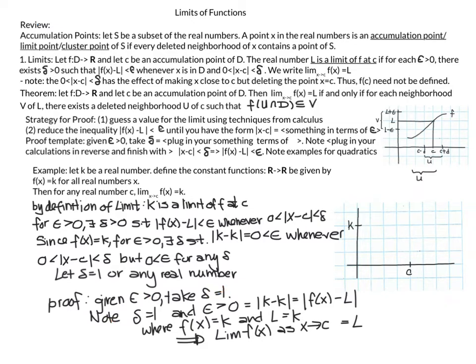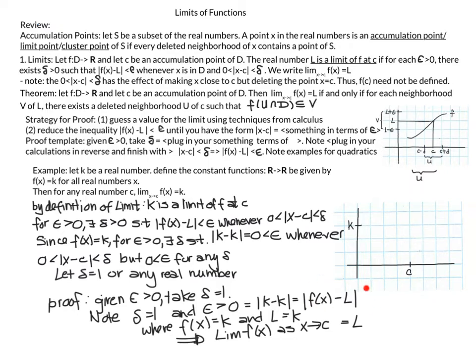Then we note delta equals 1 and epsilon greater than 0, and 0 is equal to, using these calculations backwards, the absolute value of k minus k, which is equal to |f(x) minus L|, where f(x) is equal to k and L is equal to k.